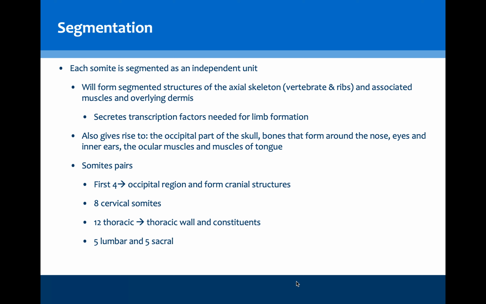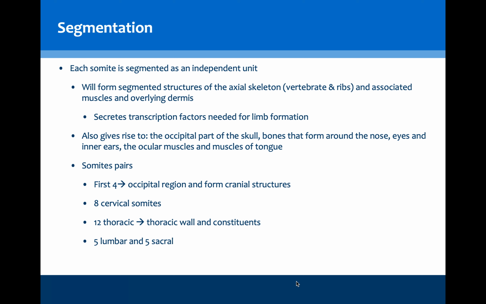The limbs are going to form from transcription factors which are secreted by our somites. There are lots of really impressive experiments with llamas and with salamanders and snakes where you can change these transcription factors and alter the location and the orientation of the limbs that form. But what's key in this process is to remember that these somites will also form the occipital part of the skull. They're going to form the bones around the nose, the eyes, and the inner ears, and the ocular muscles and muscles of the tongue.